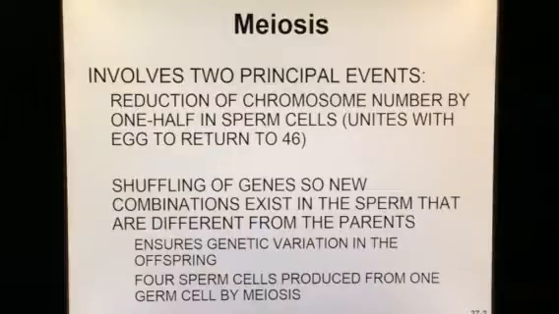The other big deal is the shuffling of genes, so that new combinations exist that are different from the parents. This ensures genetic variation of the offspring, and those 4 new cells that are the products of meiosis are all different from each other and also all different from the parent cell. So this ensures our offspring have new genetic combinations different from the parents.